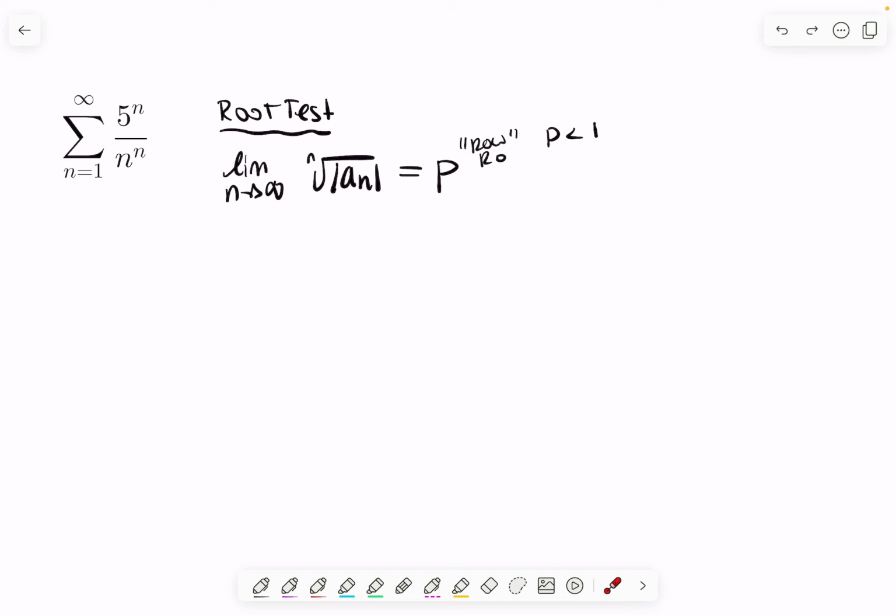So what are the rules? If rho is less than 1, greater than 1, or equal to 1, then the series converges, diverges, or is inconclusive, respectively. And we say converges absolutely when we're doing ratio or root tests because they're absolute convergence tests.